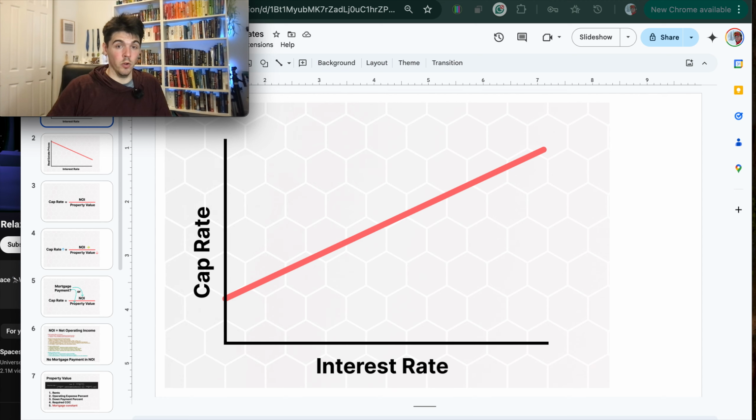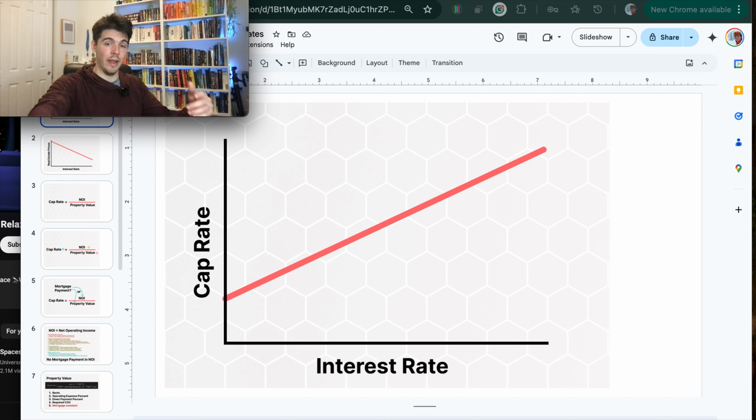In a sane world, this is the relationship between cap rates and interest rates. As interest rates go up, your cap rates should be going up. If you remember back in school, you have your input variable and your output variable. The input variable is the interest rate, and your output variable is the cap rate. We tend to use the cap rate as the input variable in a lot of our calculations, which can lead to some very dangerous conclusions about real estate.